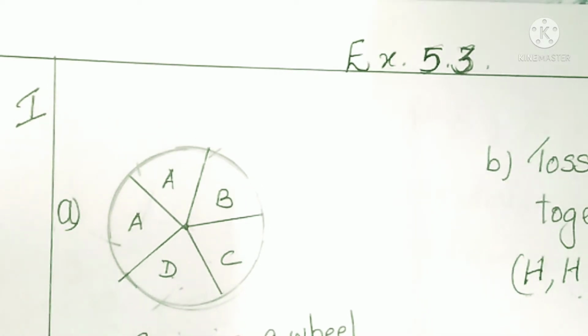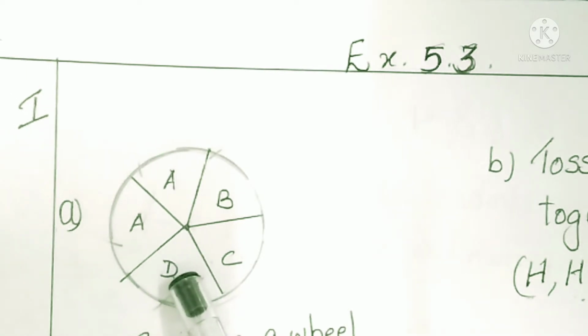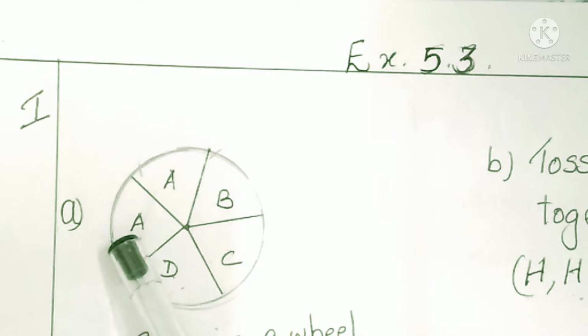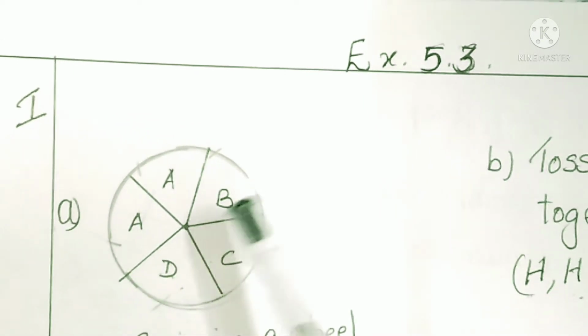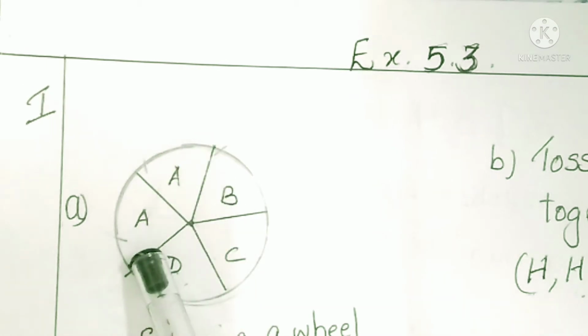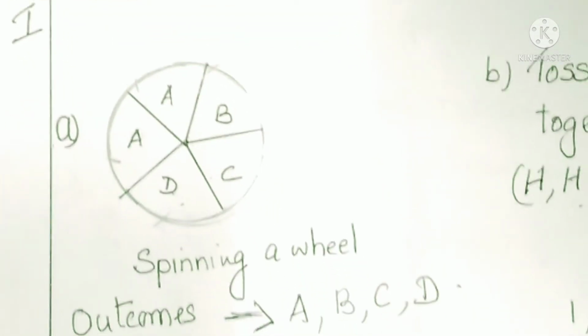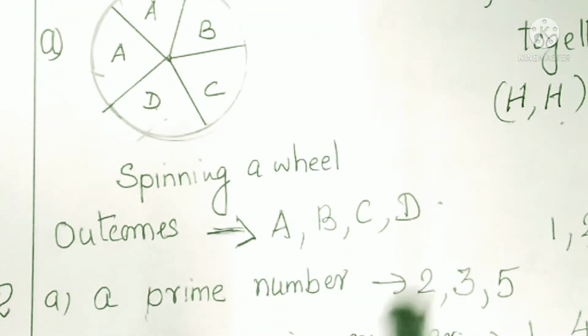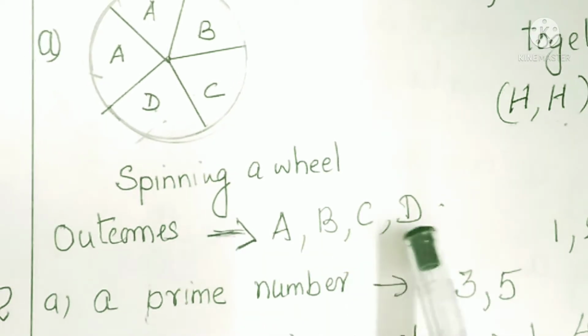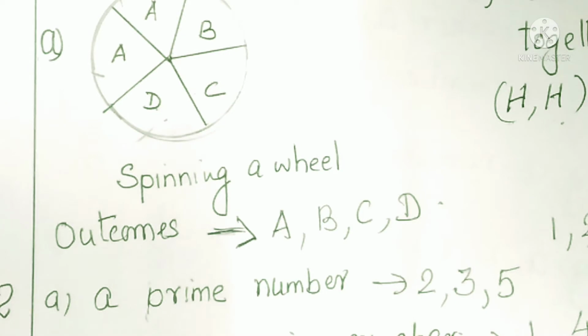Now here, what are the outcomes that you can get? Here there is an A, D, C, B, that is A, B, C, D. So A is repeated 2 times, so you can write it once. So the outcomes are A, B, C, D. That means you don't have to repeat. If the same outcome is repeated, you have to write only once.